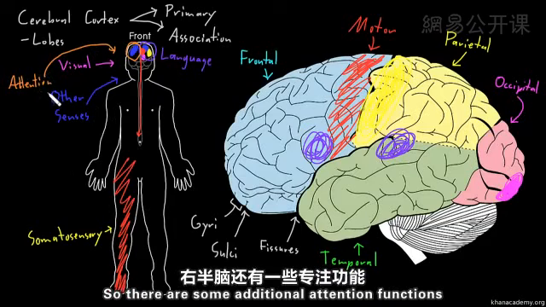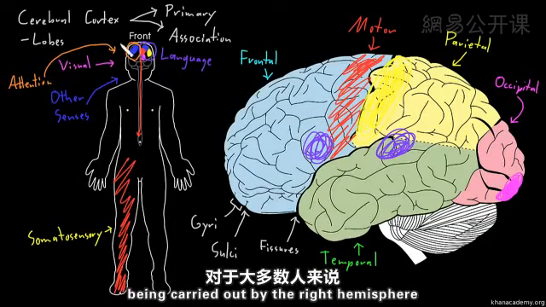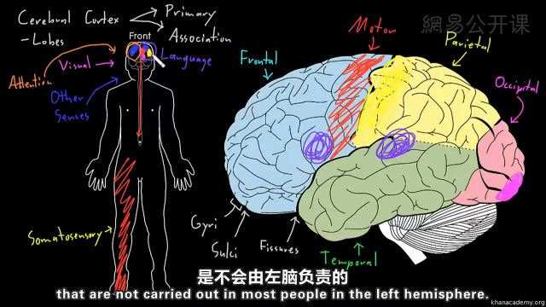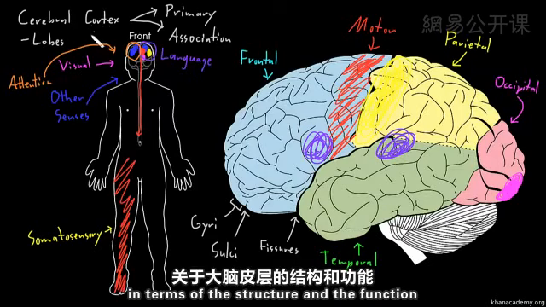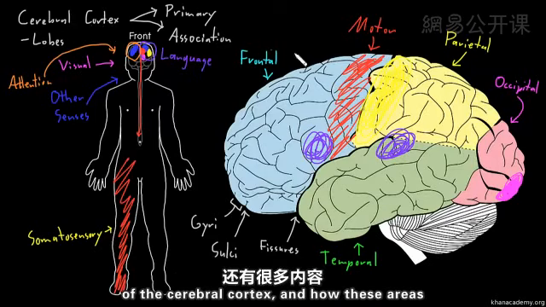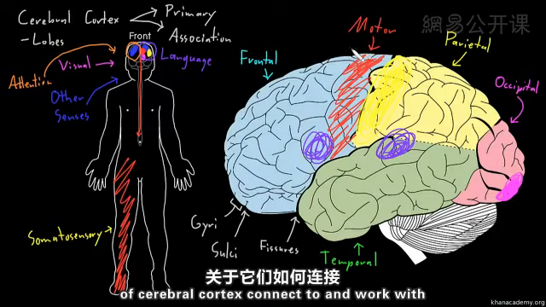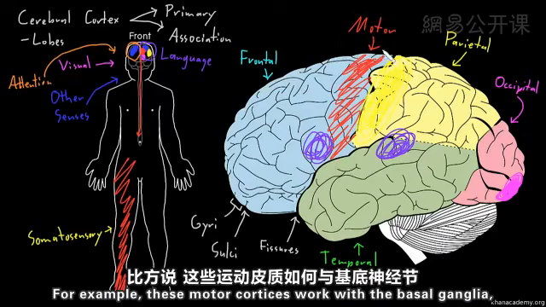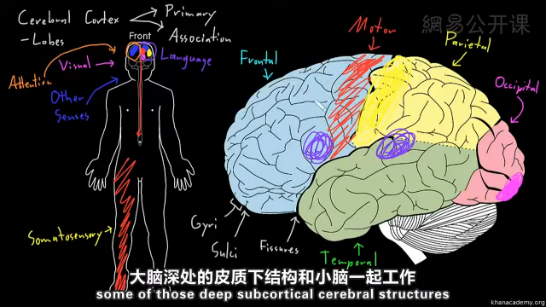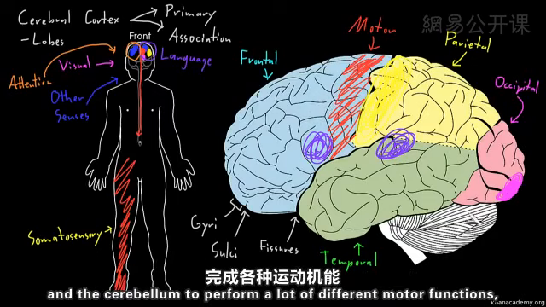So there are some additional attention functions being carried out by the right hemisphere that are not carried out in most people in the left hemisphere. So I'll stop there. There's a lot more to talk about in terms of the structure and the function of the cerebral cortex and how these areas of cerebral cortex connect to and work with other areas of the nervous system. For example, these motor cortices work with the basal ganglia, some of those deep subcortical cerebral structures, and the cerebellum to perform a lot of different motor functions.